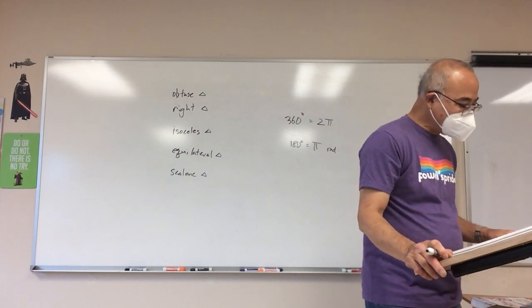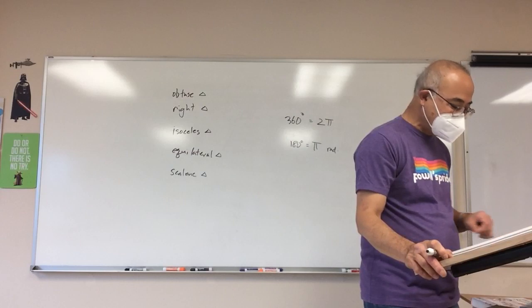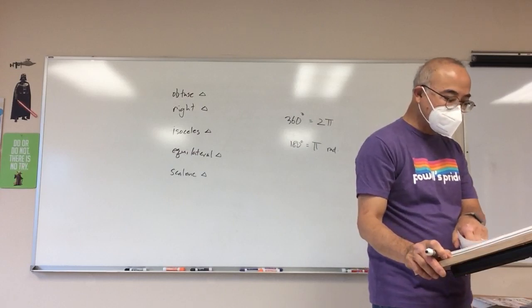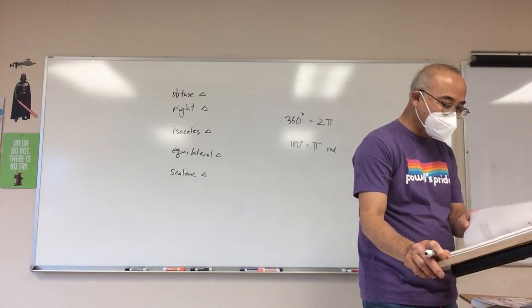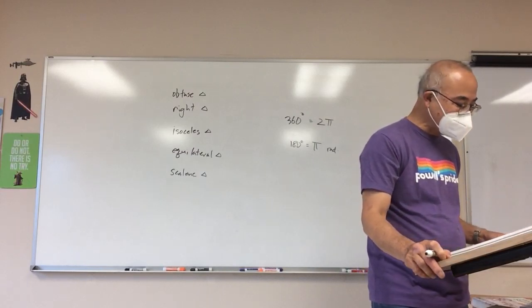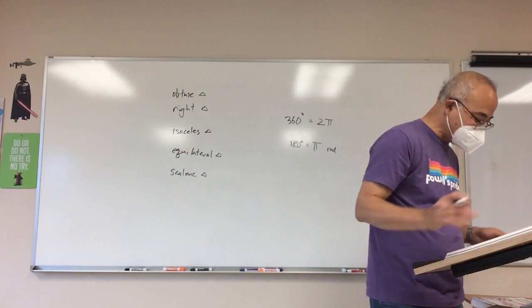Isosceles triangle, equilateral, right. Perimeter of a triangle is just adding all the sides together. Area is 1/2 base times height, that's good. Let's go to page 386.